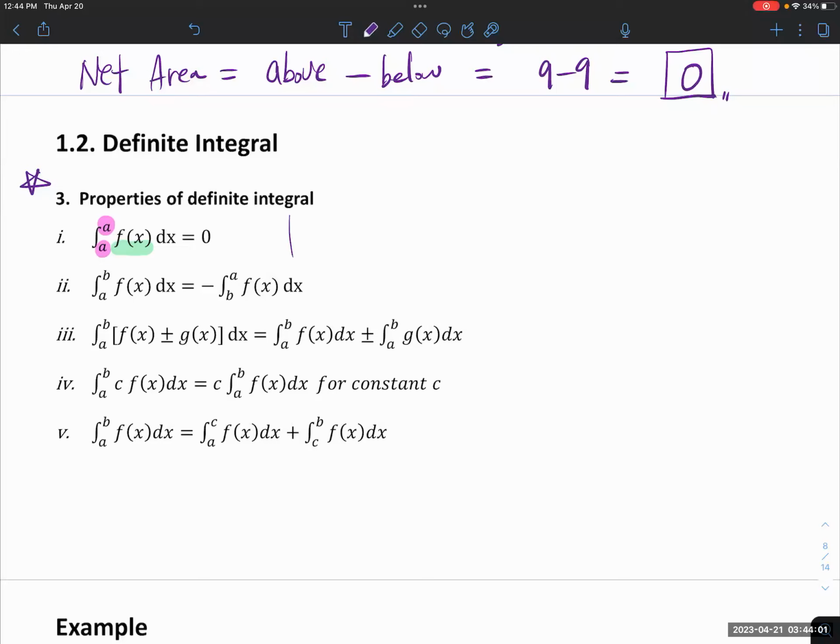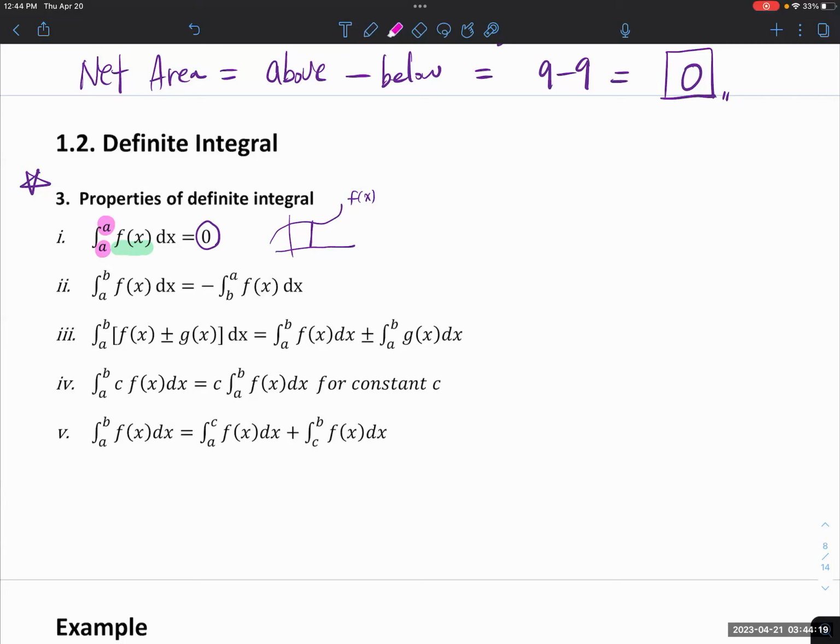So if you have an integral, let's say this is the given function, from a to a, do we have an area? No. If you have an integral from a to a, there's no area. So therefore it is 0. The area will be 0.